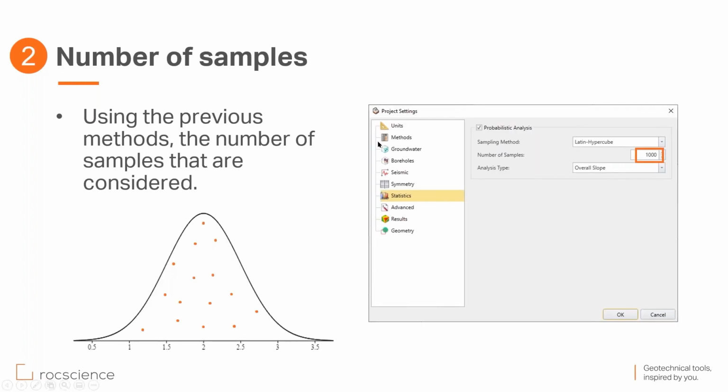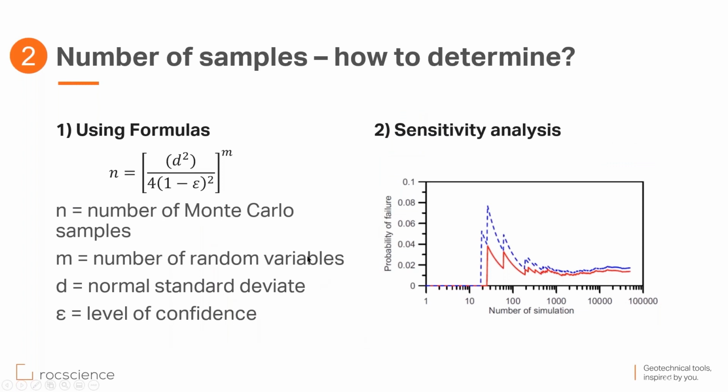The second parameter you have to set is the number of samples. So this basically means here's our distribution with mean of 2. How many times do we want to sample it and calculate factor of safety? There are various ways of determining how many samples you need. There are a lot of papers that have functions of the number of random variables you have, or other such things. But really the best way is to do a sensitivity analysis and to see how many samples you need for the probability of failure to converge.